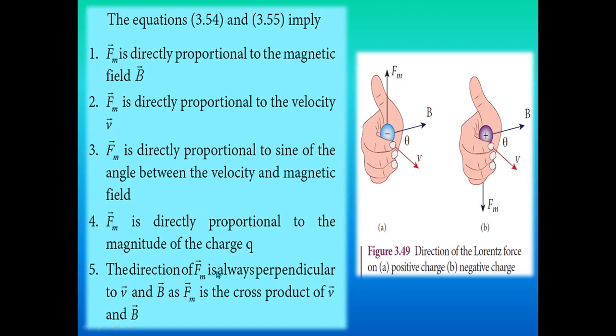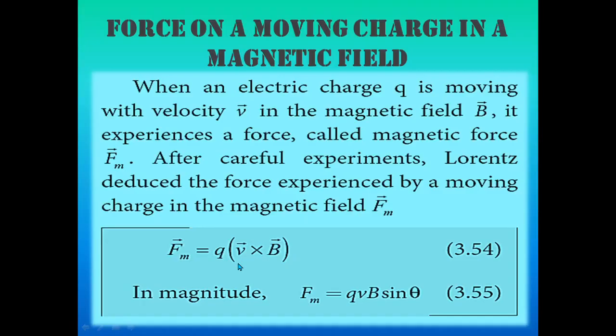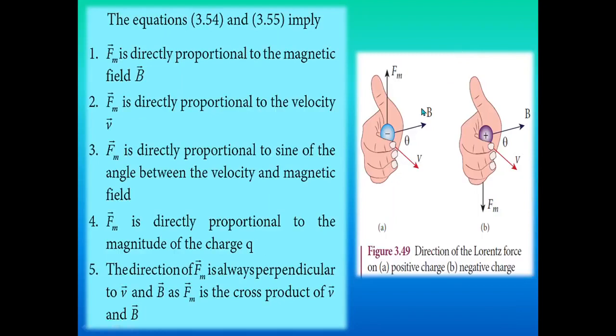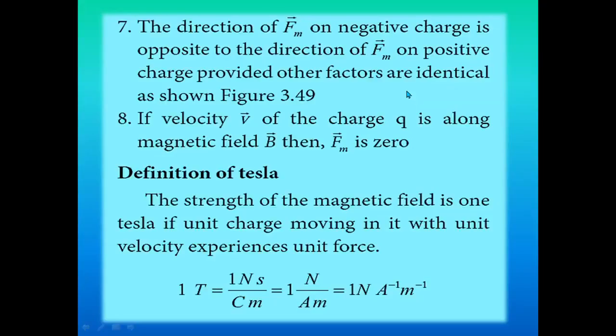Then the direction of the force is always perpendicular to the velocity of the charge and the magnetic field, as force is the cross product of v vector and b vector. Then the direction of force on negative charges: if a negative charge is moving in the electric and magnetic field, the force on the negative charge is opposite to the direction of Fm vector on a positive charge, provided other factors are identical.